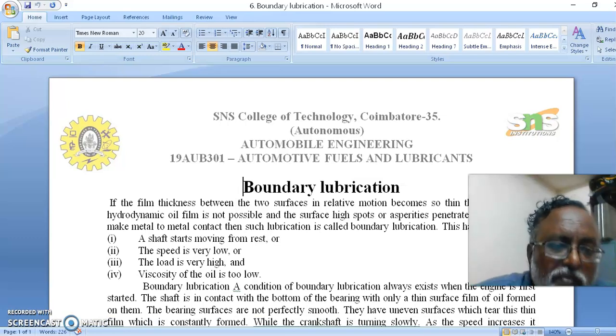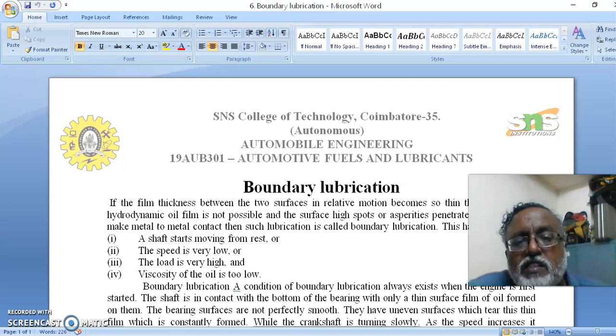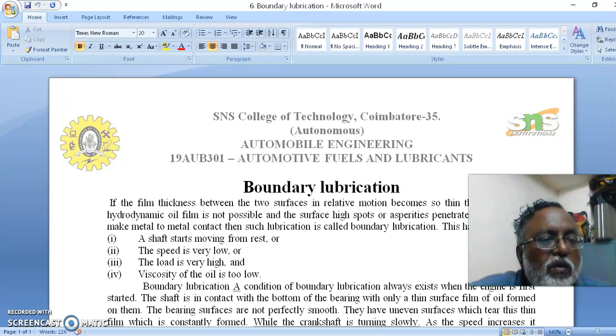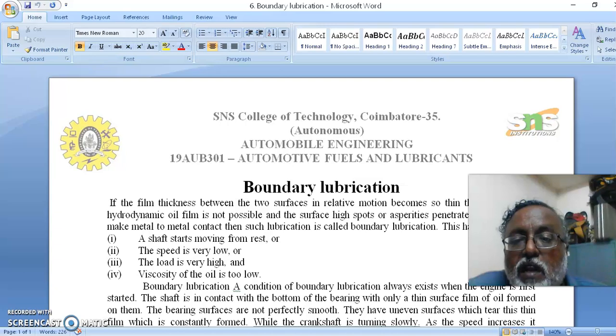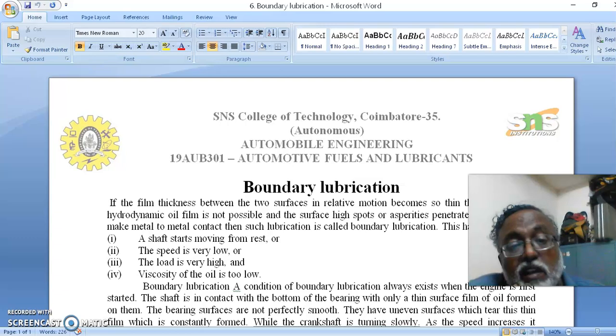The next one is boundary lubrication. If the film thickness between the two surfaces in relative motion becomes so thin that formation of a hydrodynamic oil film is not possible, and the surface high spots or asperities penetrate this thin film to make metal to metal contact, then such lubrication is called boundary lubrication.